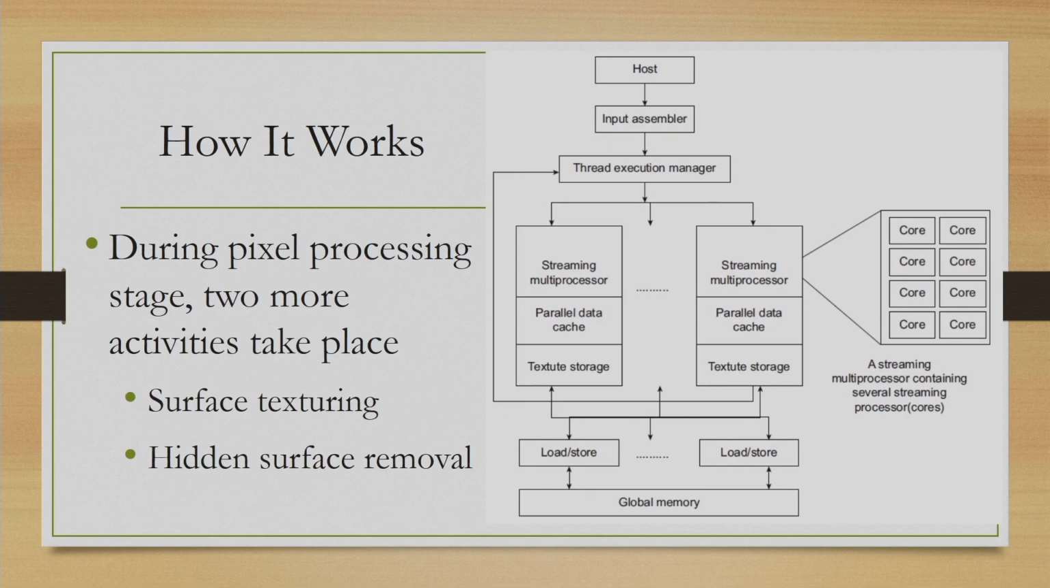Now, if you may recollect the 3D graphics pipeline, during the pixel processing stage, there are two more activities that are there. One is surface texturing or assigning patterns to the surface colors, and second is hidden surface removal or HSR.